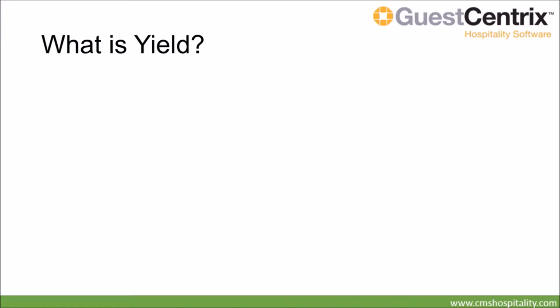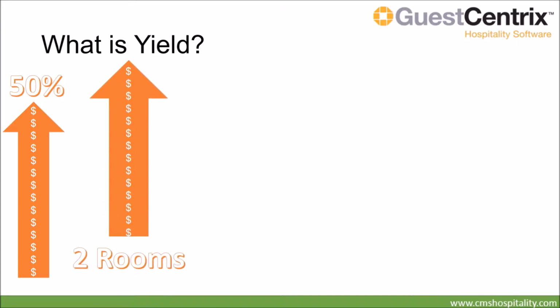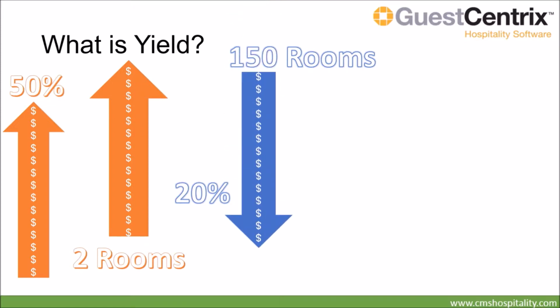specific periods. For example, you might hit 50% occupancy and want to increase your rate. Or, if you've only got 2 rooms left to sell, you'd want to increase it even further. It will also allow you to say if you've got 150 rooms left to sell, or you're only holding 20% occupancy, you can drop the rate.